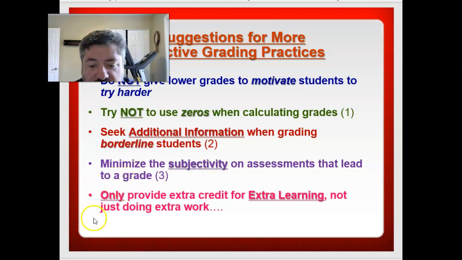And then a note on extra credit. Don't just provide extra work to give extra credit. Only provide extra credit for extra learning. When students really need it, you might provide that, and it shouldn't be a come ask me because you're a borderline student. You should probably, as an instructor, have a couple extra credit opportunities built within your semester plan that provide for extra learning. Don't just make up an extra credit assignment to help a student that didn't do what they were supposed to do.